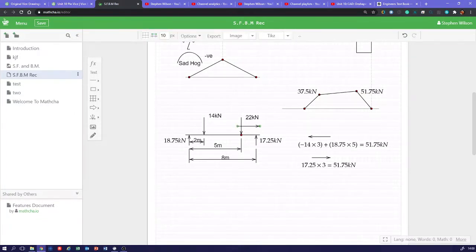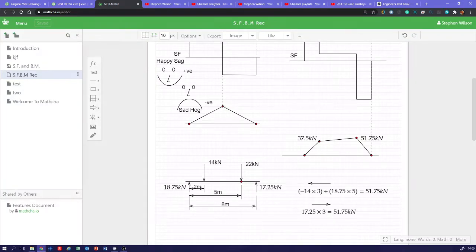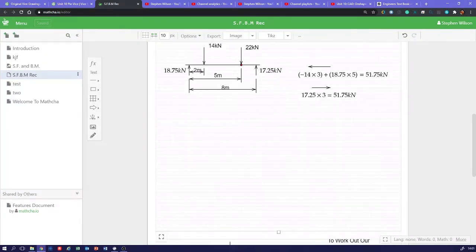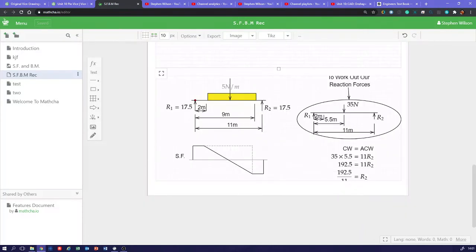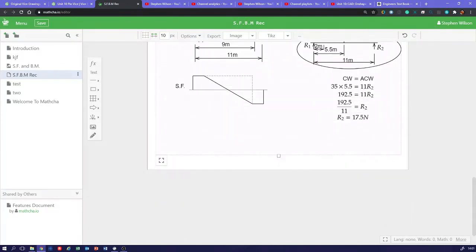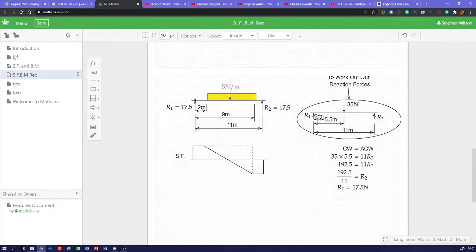Okay, so the final thing that we need to do about bending moments is we need to look at what happens with a UDL. And with a UDL, it's a little bit more complicated, unfortunately. So here's our UDL example.